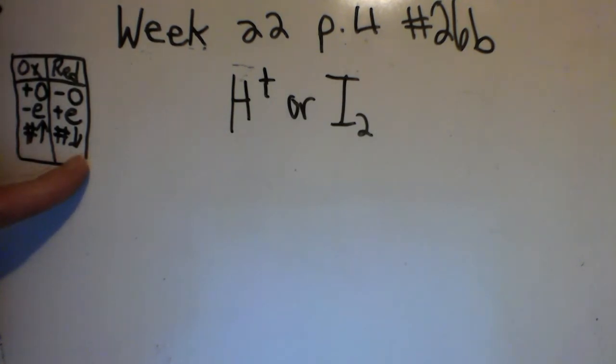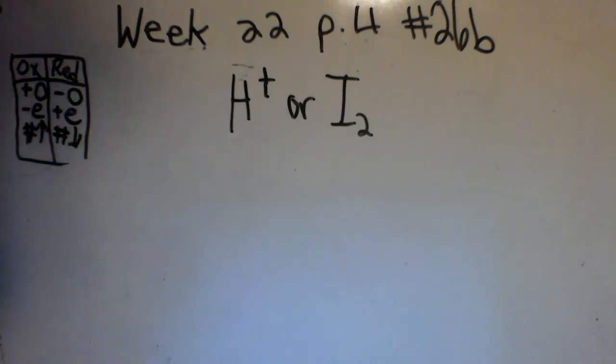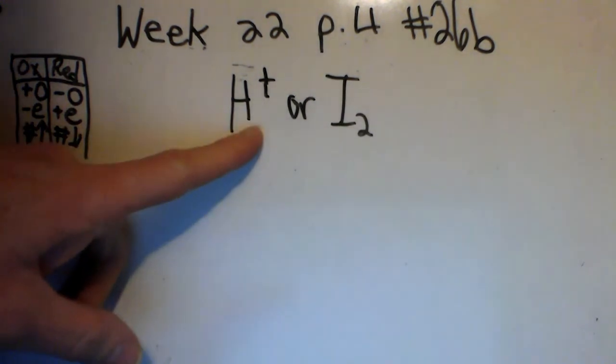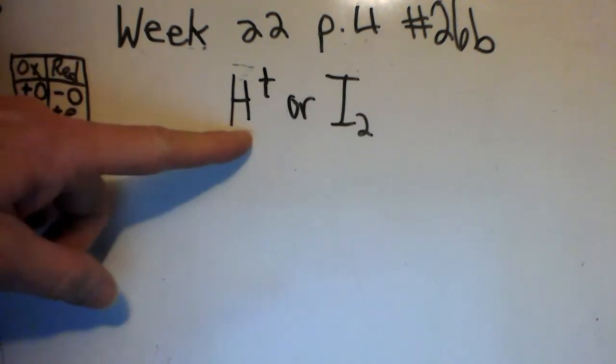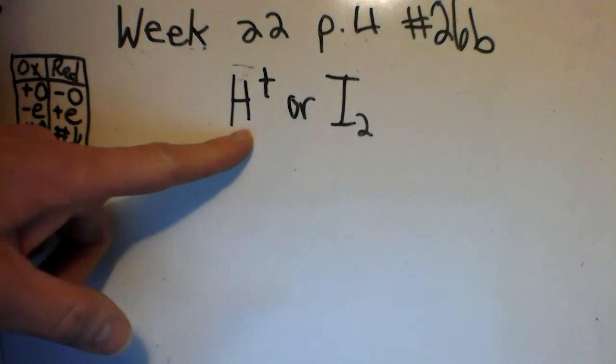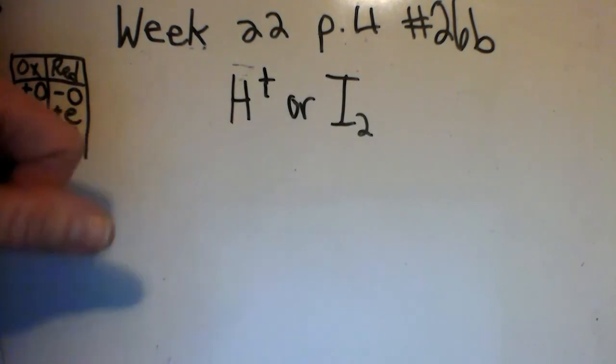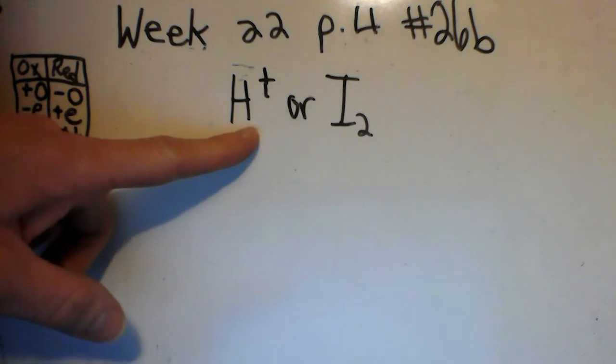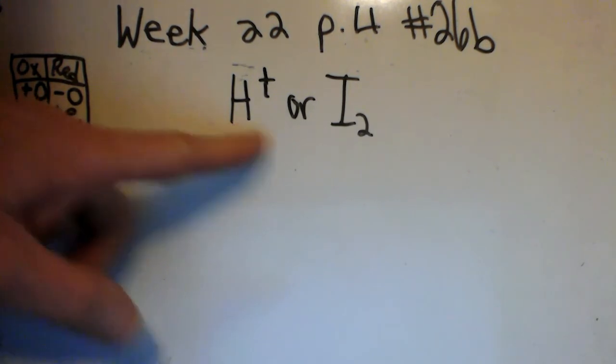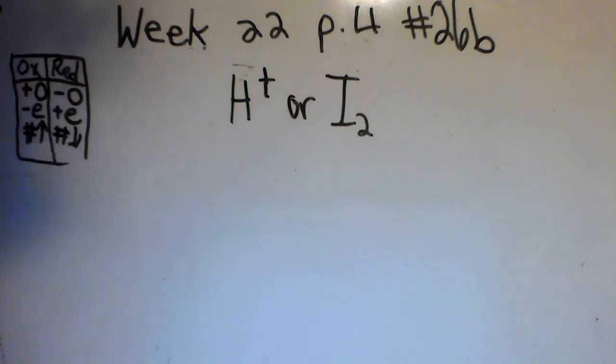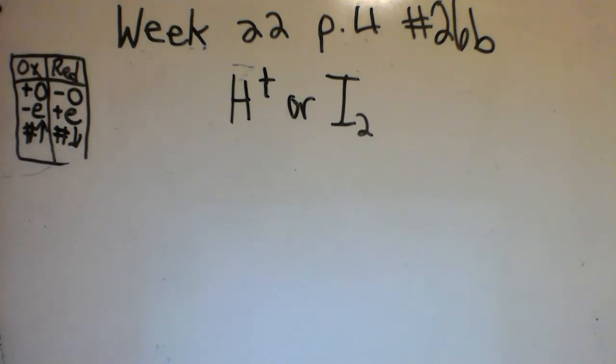And something that can be easily reduced can accept an electron very easily. Now again, you might see that hydrogen has a positive charge and think, okay, that's going to pull an electron to it very quickly. And it will pull an electron toward it, but will it do it more easily than iodine is the question. In order to figure that out, we have to look at the reduction potential chart on page 693 to see which one has a greater potential to be reduced.